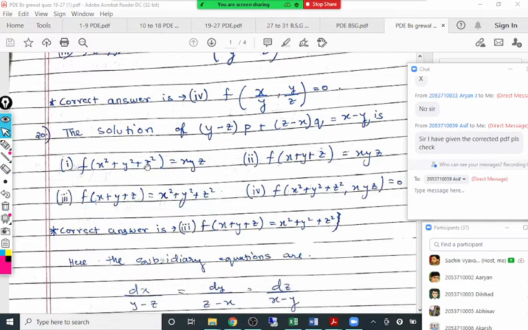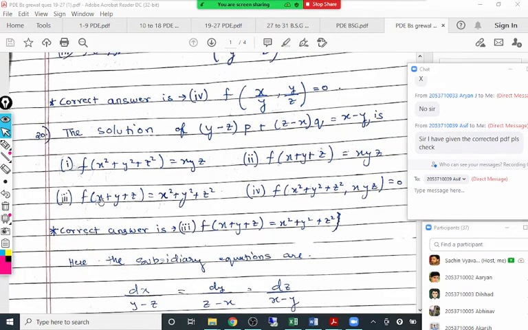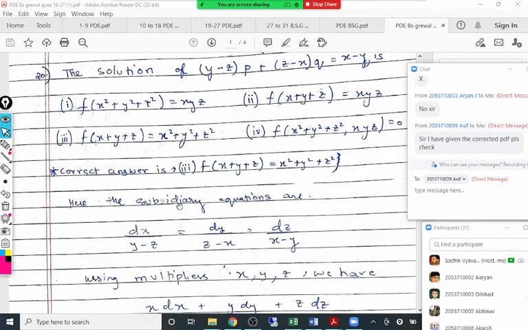In the previous question, the answer was given in f of u comma v equal to 0 form. Here the answer is given in f of u equal to v form, or u equal to f of v form. So you have to check: the answer can be given in any one form. You should just tick the correct one. So the third is correct here.